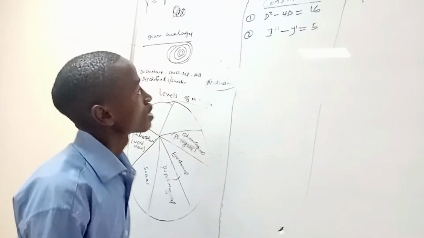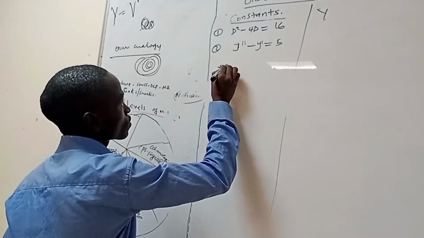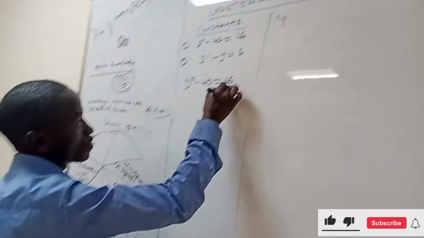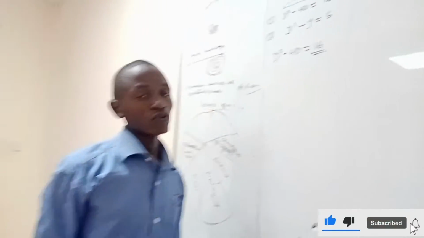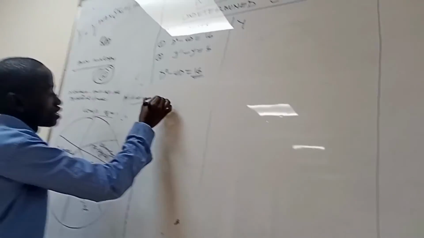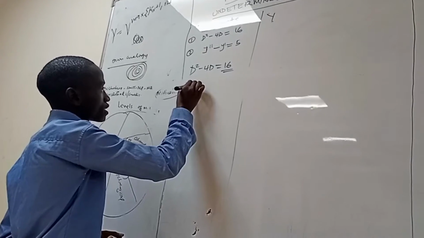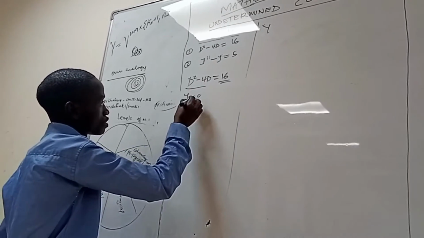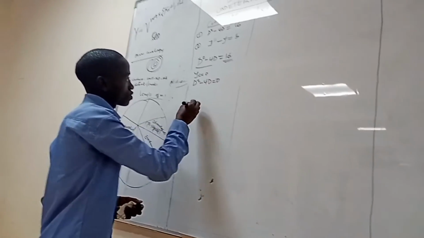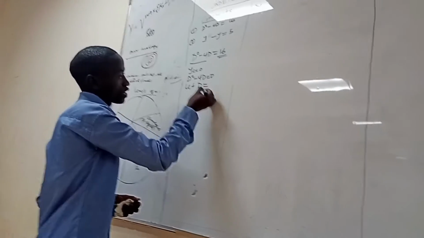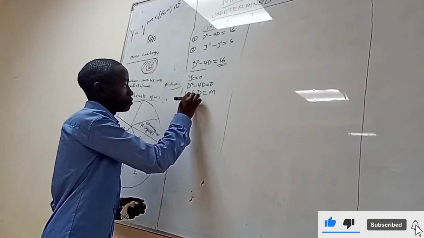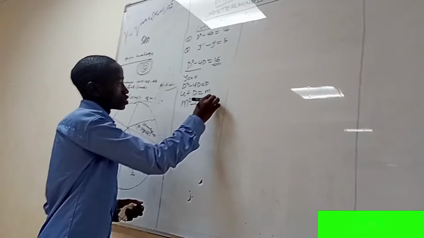So once again, you're given D squared minus 4D equals 16. If on your particular side you just have one constant, it means that your function is a constant. The method to solve this, I just say let your yc be equal to 0. So you equate all this to 0, and you're getting D squared minus 4D is equal to 0. Once again, just let D be equivalent to m, so just replace D with m, and you're getting m squared minus 4m is equal to 0.